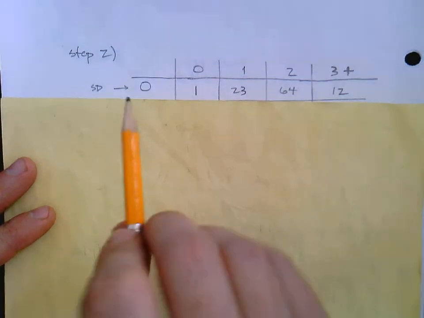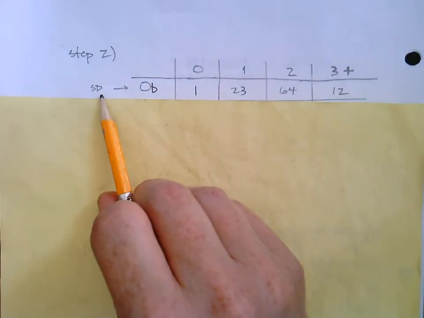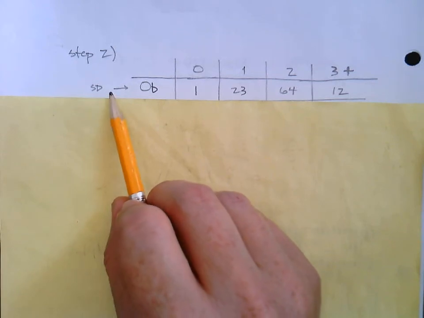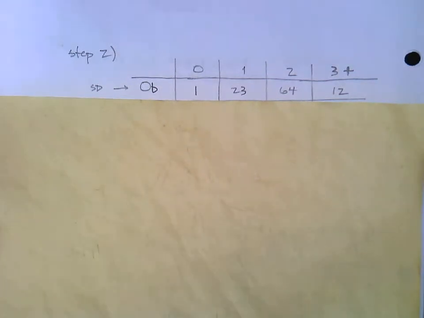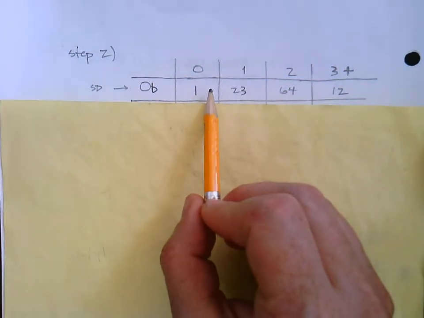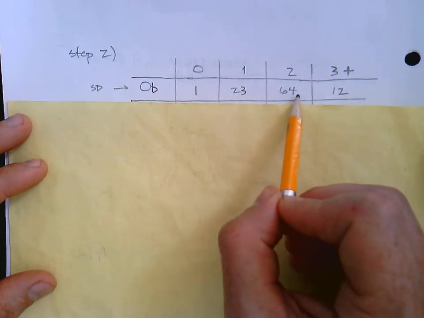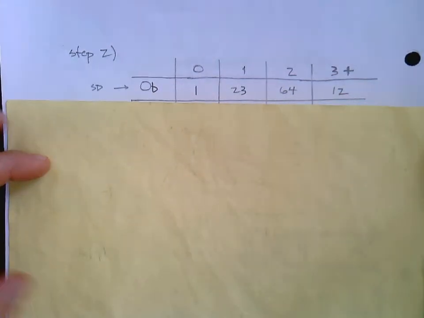Okay, so then the observed is San Diego, right? That's our sample. That's the smaller group within the larger group. So for the observed, we're just going to look right at that table from San Diego, right? And it was 1%, 23%, 64%, 12%.